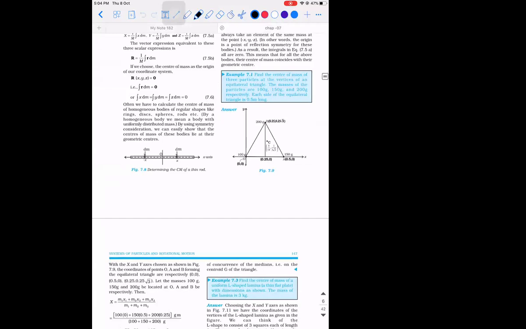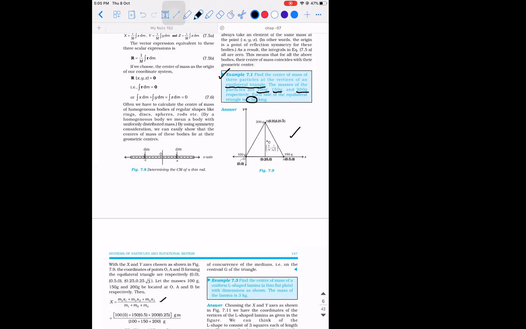If you observe, that problem is similar to example 7.1 in your textbook. Find the center of mass of three particles which are lying at the vertices of an equilateral triangle. The masses of the particles are 100 grams, 150 grams, and 200 grams respectively. Each side of the equilateral triangle is 0.5 meter long. So it's similar to how we solved the previous problem.